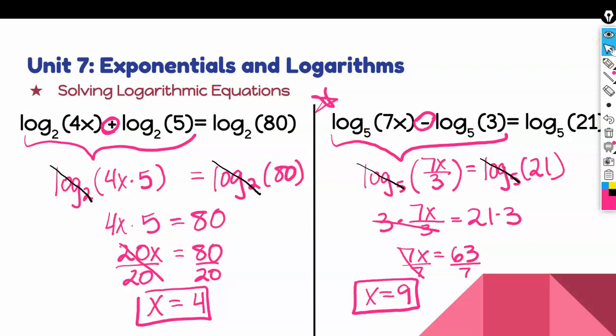So please, please, please write down how to work out one of these problems so that you know how to do it.